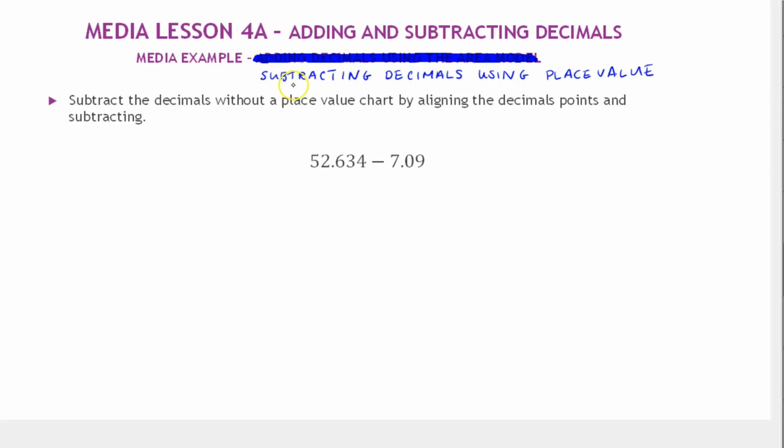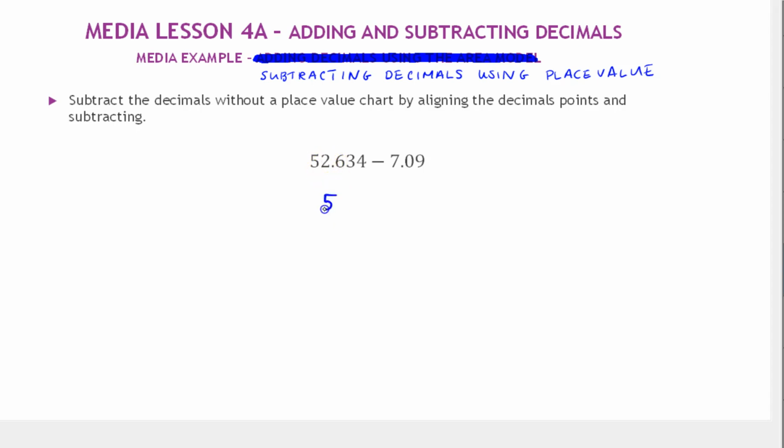In this example, we're going to subtract decimals using place value, and we're not going to use a place value chart. So let's read the directions. Subtract the decimals without a place value chart by aligning the decimal points and subtracting. So remember, the only different part from the place value chart is making sure you line up everything correctly.